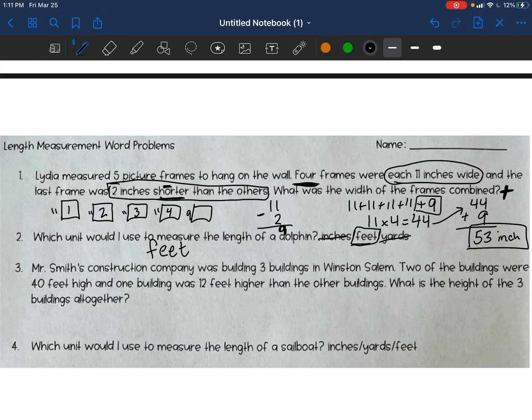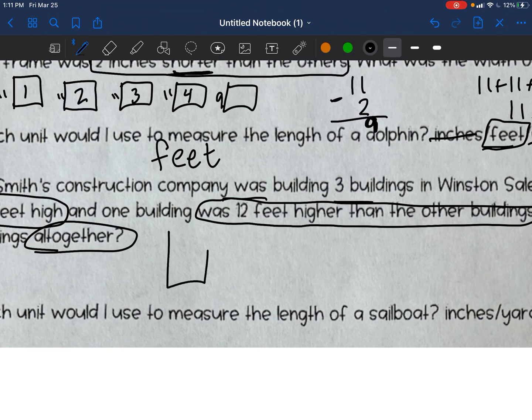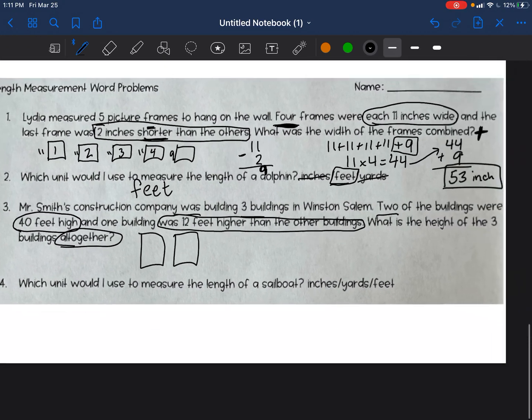All right. Number 3, Mr. Smith's construction company was building 3 buildings in Winston-Salem. 2 of the buildings were 40 feet high, and 1 building was 12 feet higher than the others. What's the height of all 3 buildings all together? All right, so there's a couple things we got to do here. Let's draw a picture first. So let's draw 3 buildings. Let's see. 1, 2, and let's see.